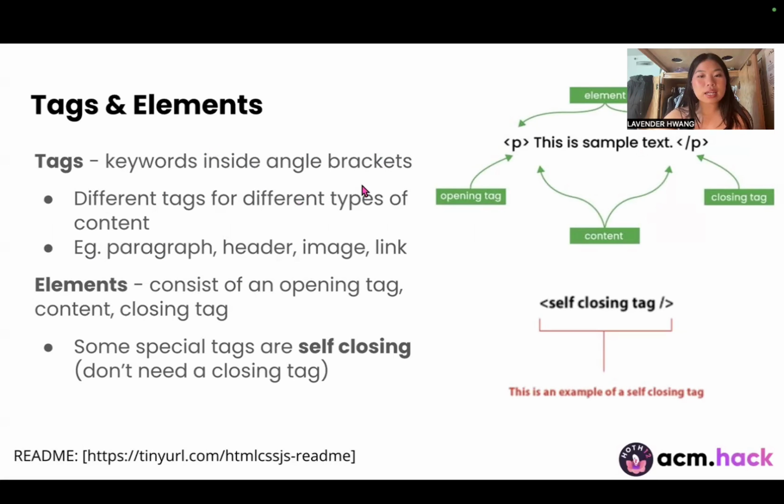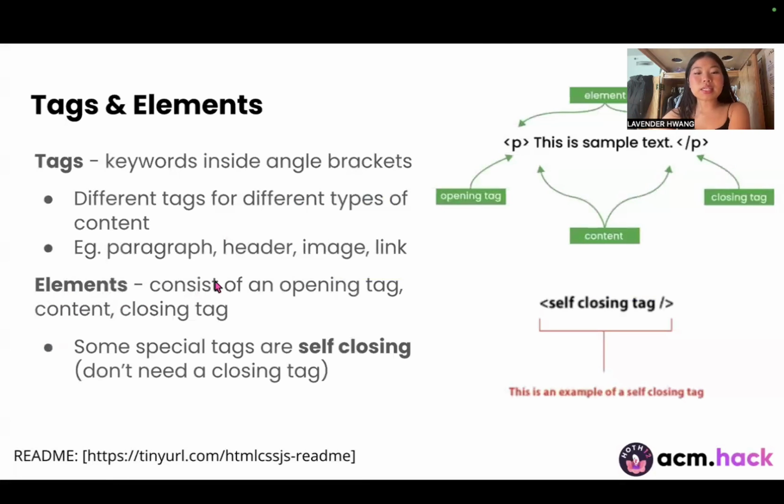Tags are the keywords inside angle brackets, and there are different tags for different types of content. If I want to put a paragraph, it's going to have a P tag. But if I want to put a header, it's going to have an H1 tag. So different types of tags are associated with different types of content, and you can use different tags based on what you want to render to the page.